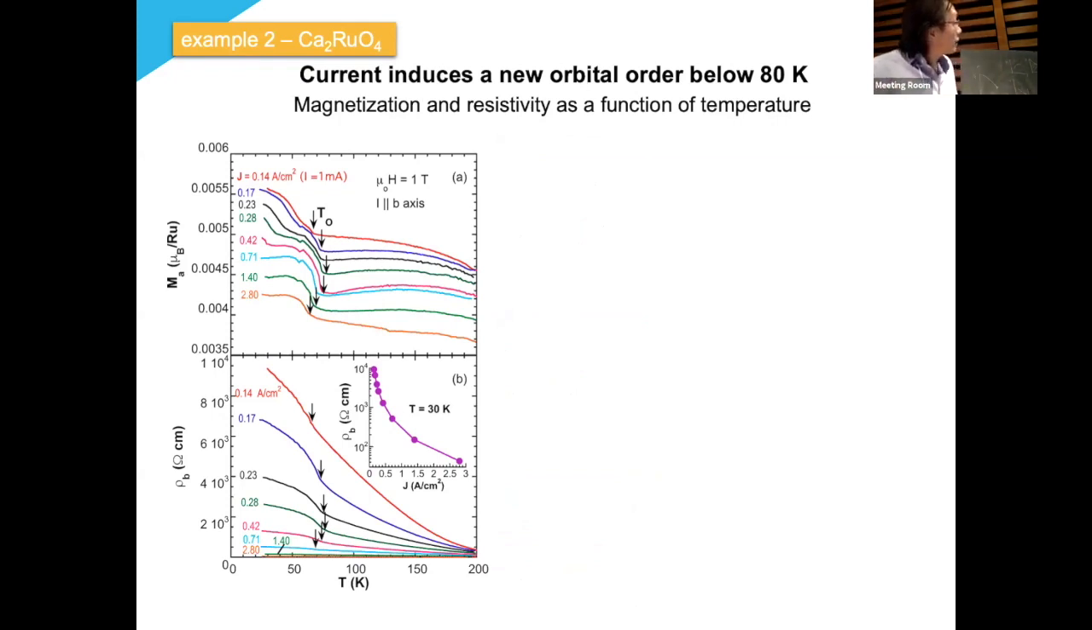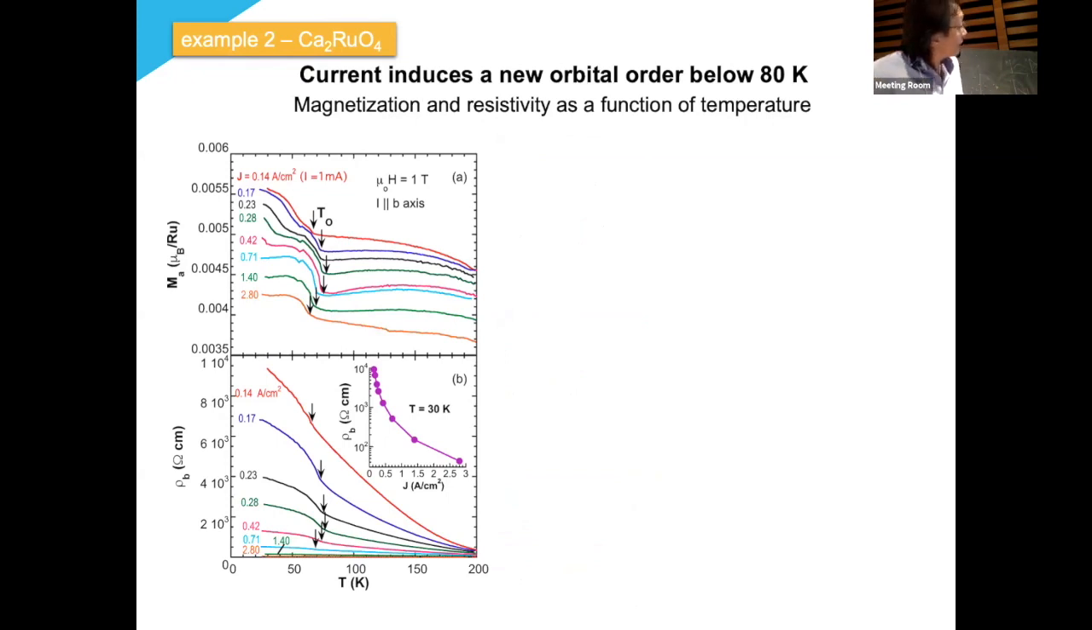But when we go to a higher current density, what we see is that the native long range order disappeared. But then a new order emerged. We don't know the nature of this yet, but we certainly see corresponding behavior in magnetization and also resistivity.